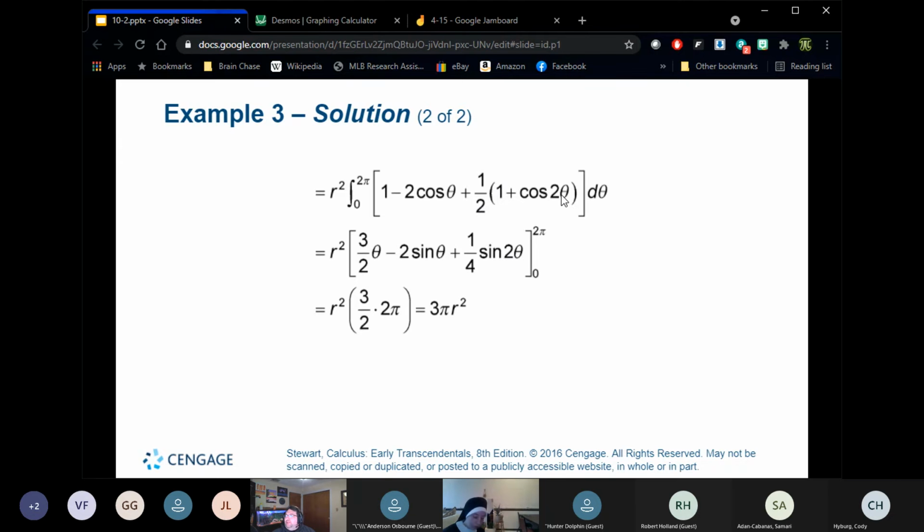Because you have to do that U substitution on the 2 theta, which gives you another 1/2. 1/2 times 1/2 is 1/4. Questions on that? It should be pretty straightforward.